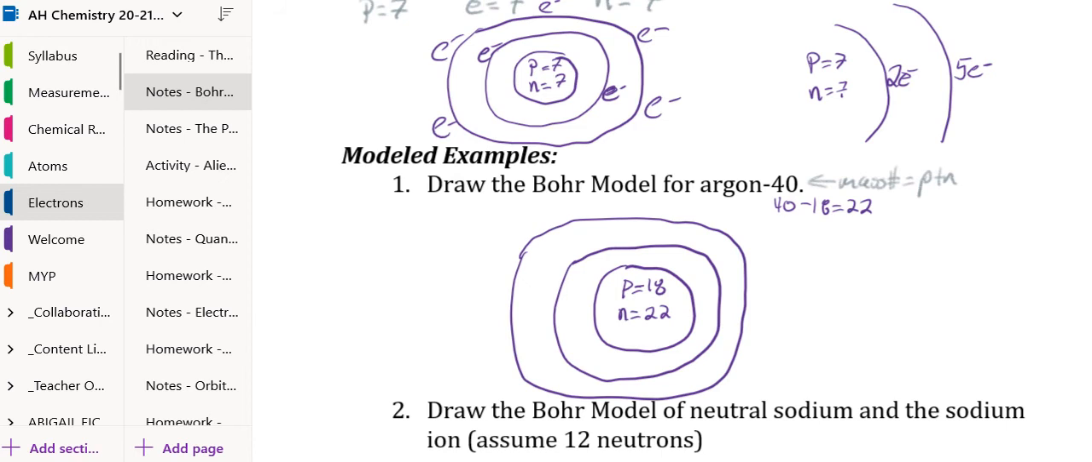So how many electrons am I going to put on the first energy level? 2. And then is the second energy level going to be full? Yes, so how many am I going to put there? 8. So right now, how many electrons have I accounted for? 10. How many more do I need to account for? 8. And will all 8 of those fit on the third energy level? Yes.